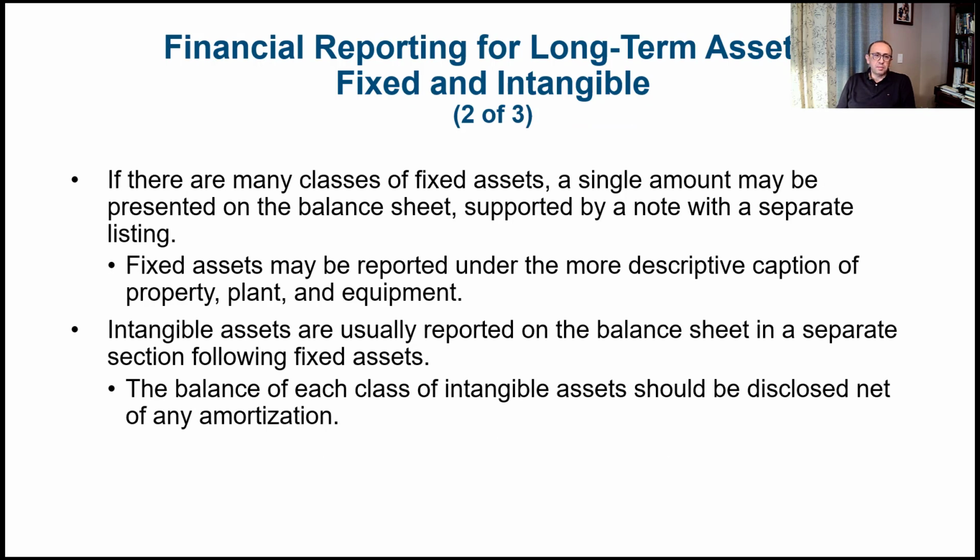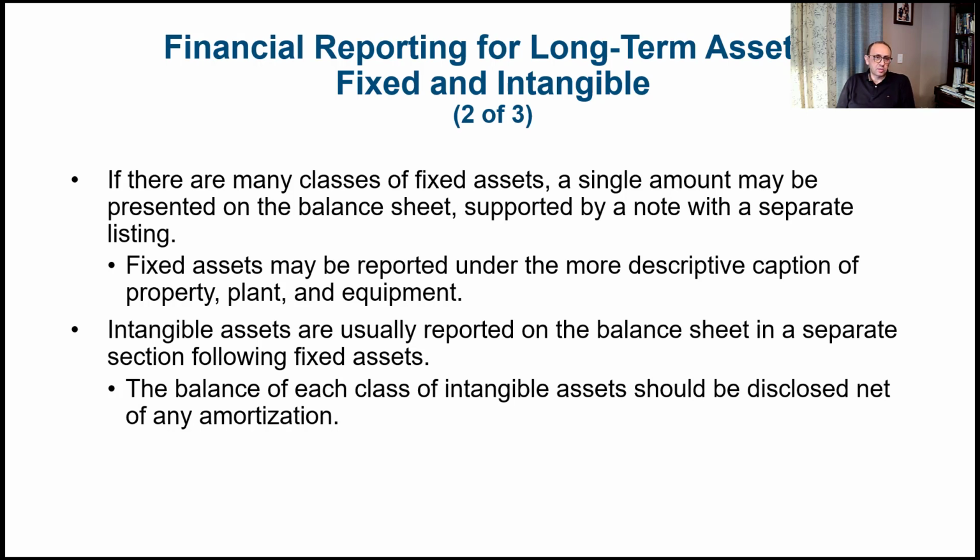If there are many classes of fixed assets, a single amount may be presented on the balance sheet, supported by a note with a separate listing. So we combine them together. Fixed assets may be reported under the more descriptive caption of property, plant, and equipment. I personally like the term property, plant, and equipment. I think it's used nowadays more often than the term fixed assets.